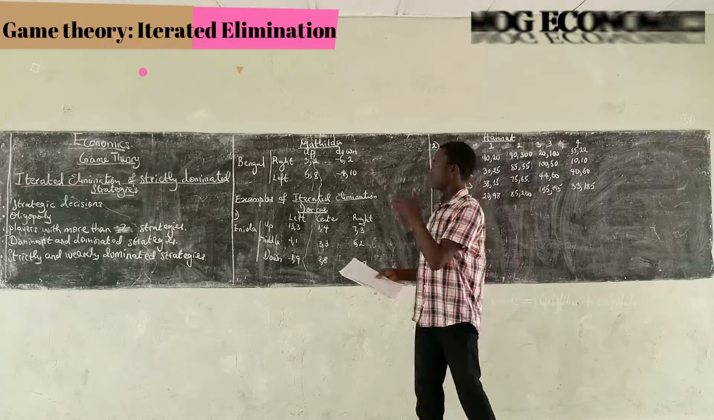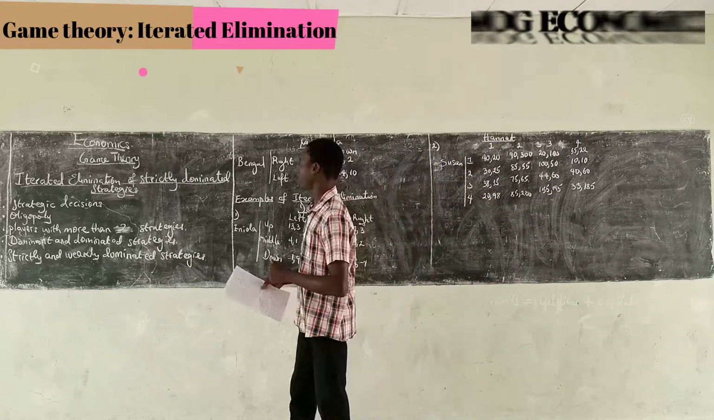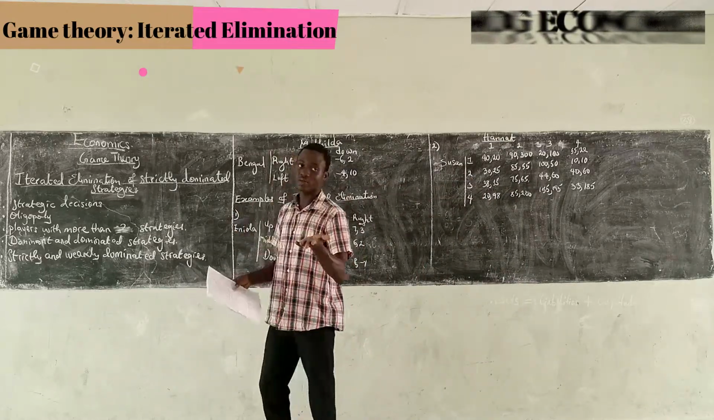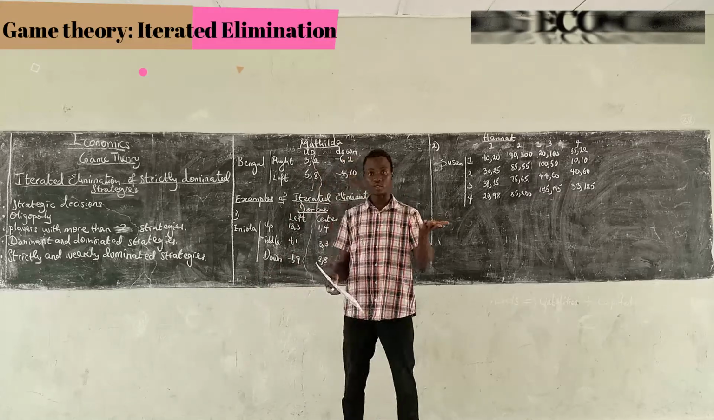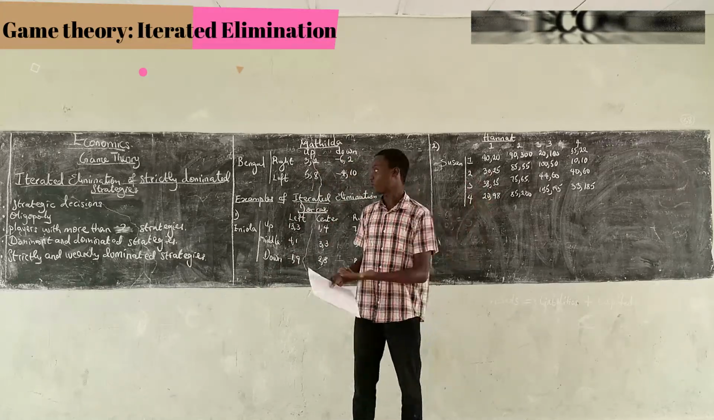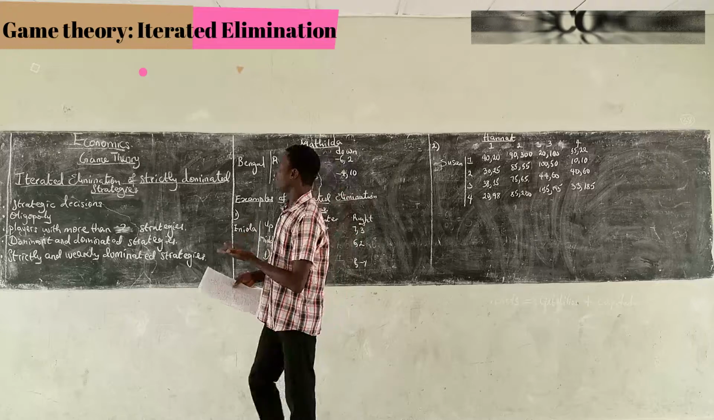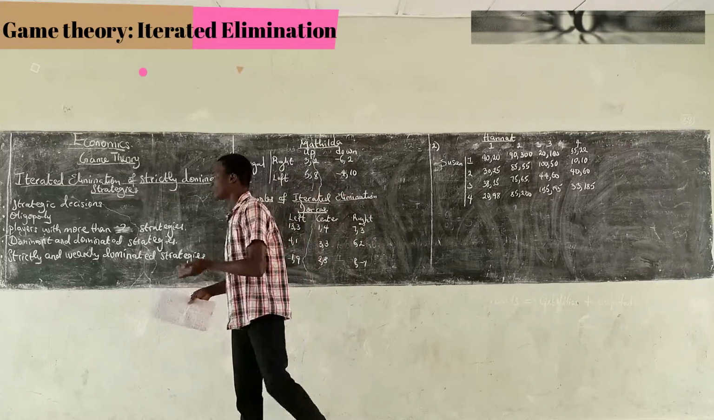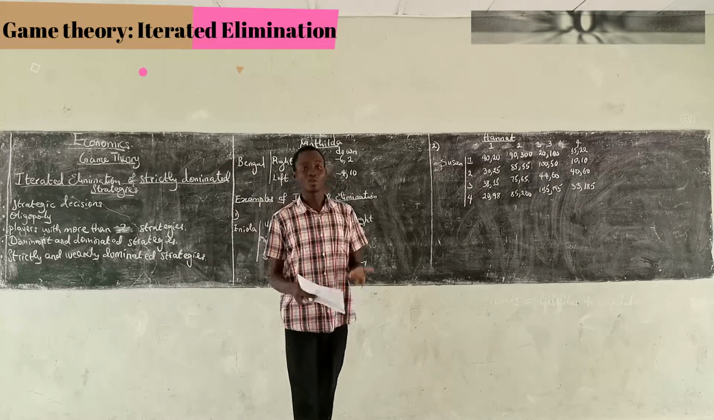We use iterated elimination of strictly dominated strategies when the players involved have more than two strategies. It could be 3, it could be 4, or whatever. Now from there, we then move to dominated and dominant strategy. So what is a dominant strategy?